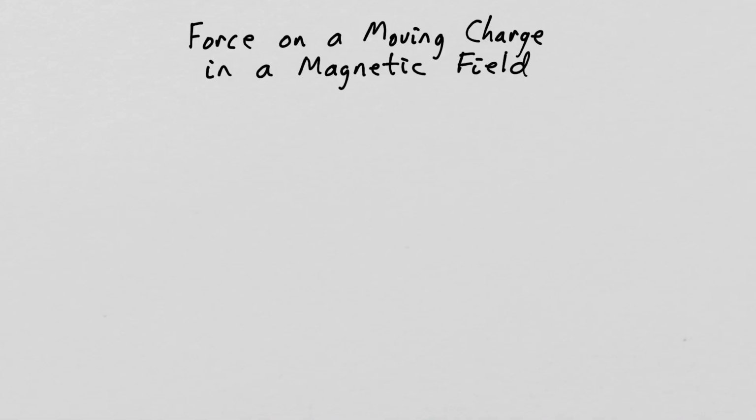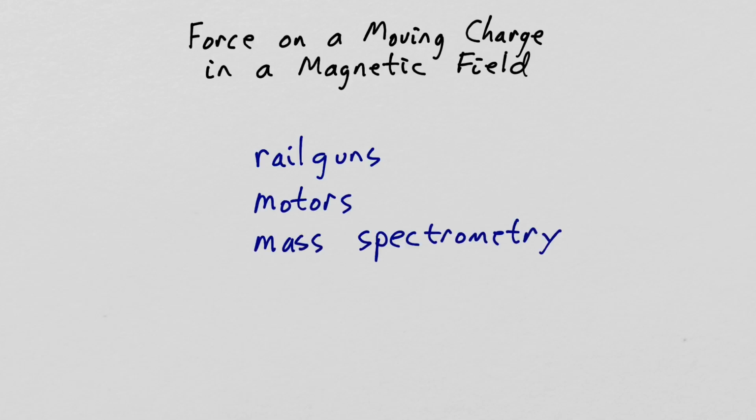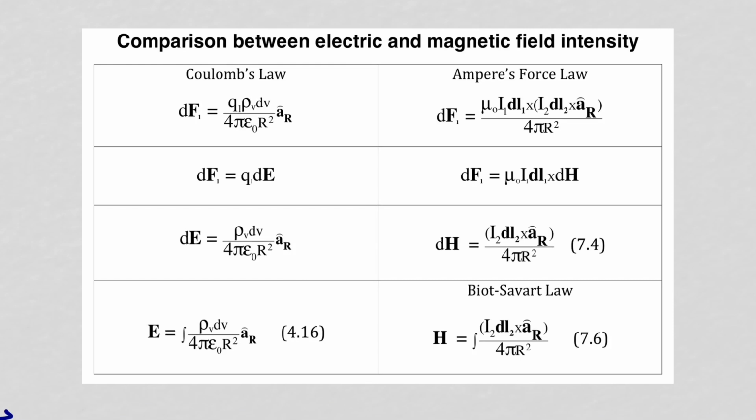Let's take a look at the force on a moving charge in a magnetic field. Later, we'll utilize this to explain the operation of railguns, motors, mass spectrometry, and the Hall effect. We've already encountered forces between current-carrying wires. Here is the equation we had for the force on a differential current element in a magnetic field.